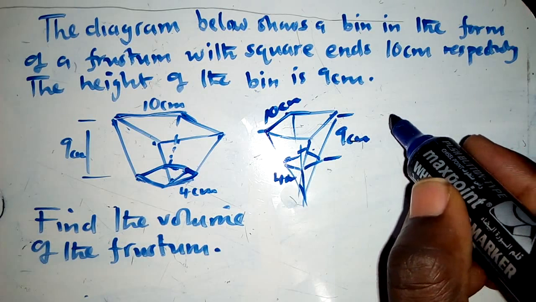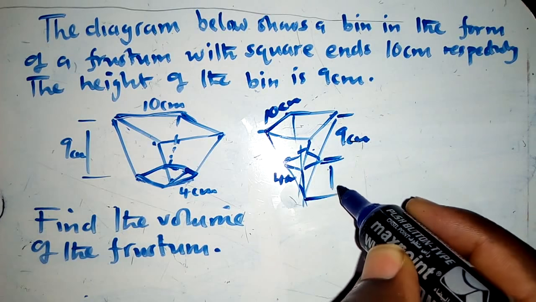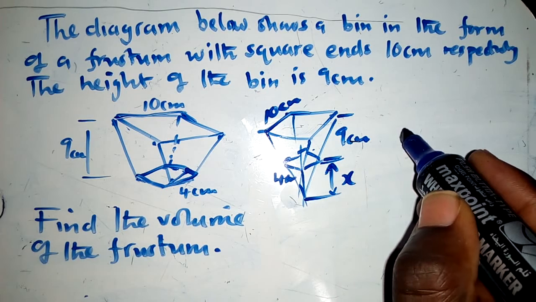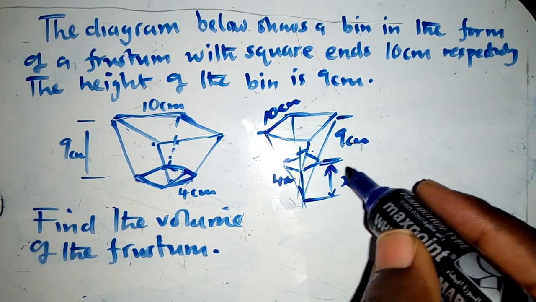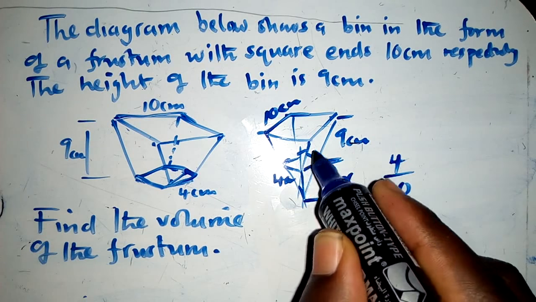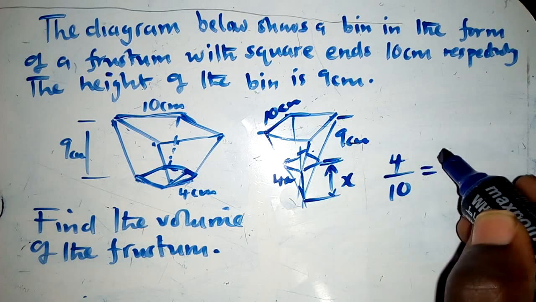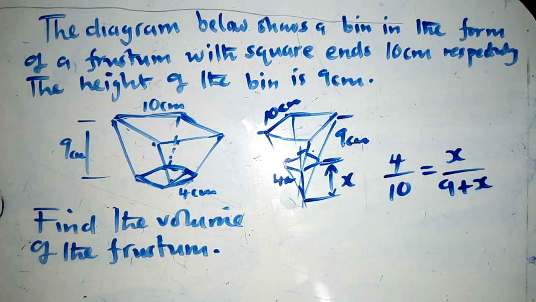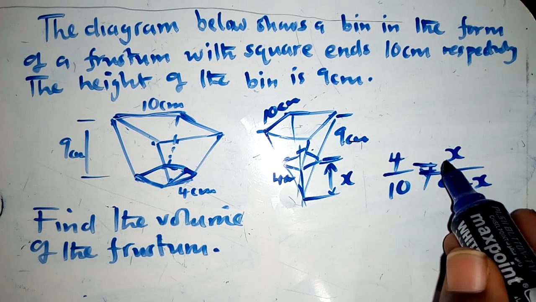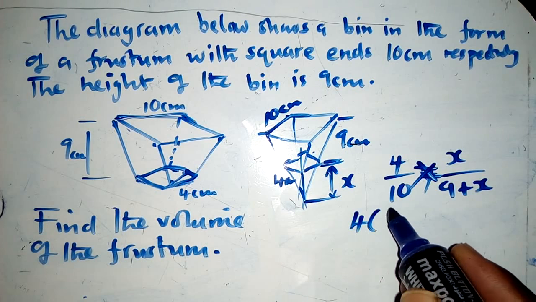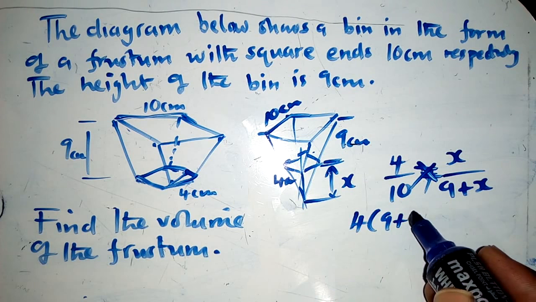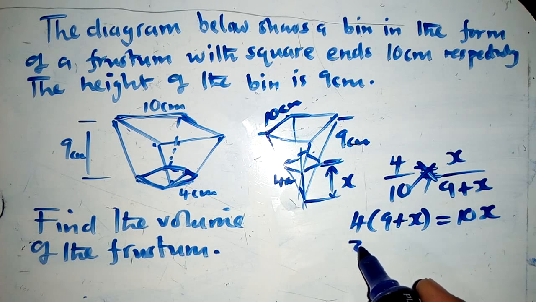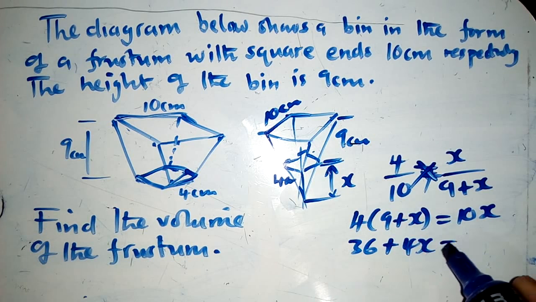So now this side, the height of the part which has been cut from the frustum, we don't know. We'll say it's x. So we need to find the value of x. We'll say 4 over 10 is equal to x over x plus 9, or 9 plus x. So we can solve for x here. We can cross multiply. It will be 4 multiplied by (9 plus x), which is equal to 10 multiplied by x. So here 36 plus 4x is equal to 10x.